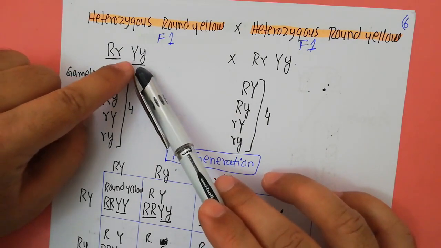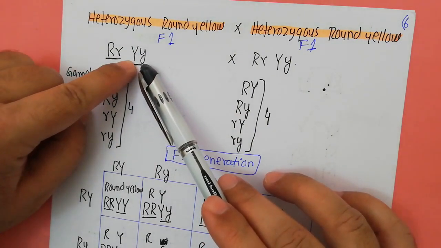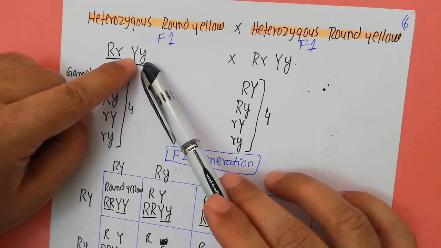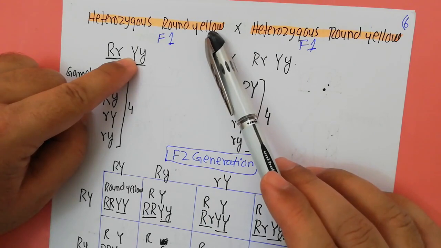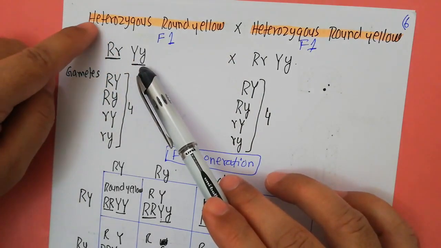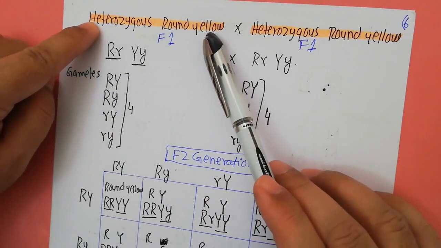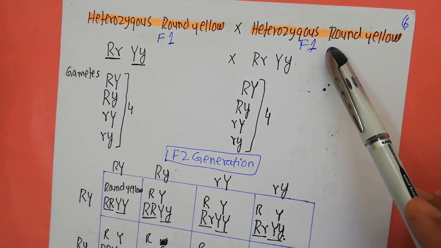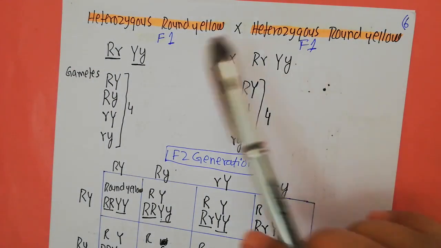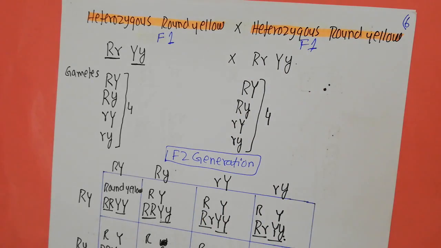Similarly, if you talk about this capital Y and the small y, both of the members of this pair are different from each other. But as the capital Y is dominant over the small y, the phenotype is yellow, and we say that it is heterozygous for the yellow color. And of course the second parent was identical, because you are crossing the F1 to the F1.